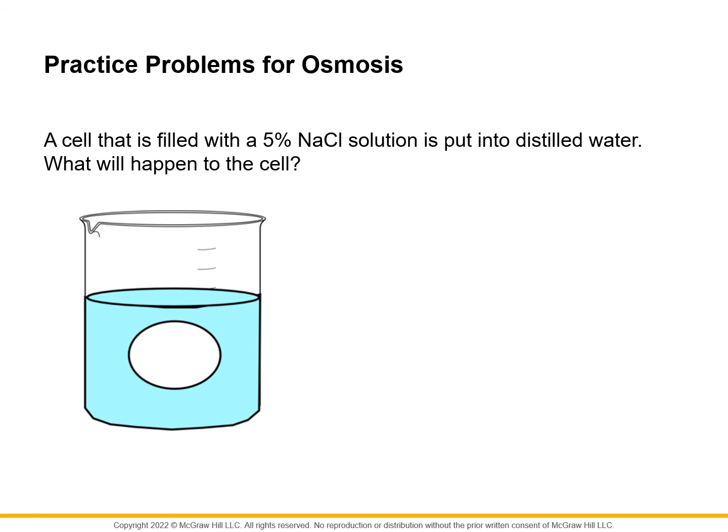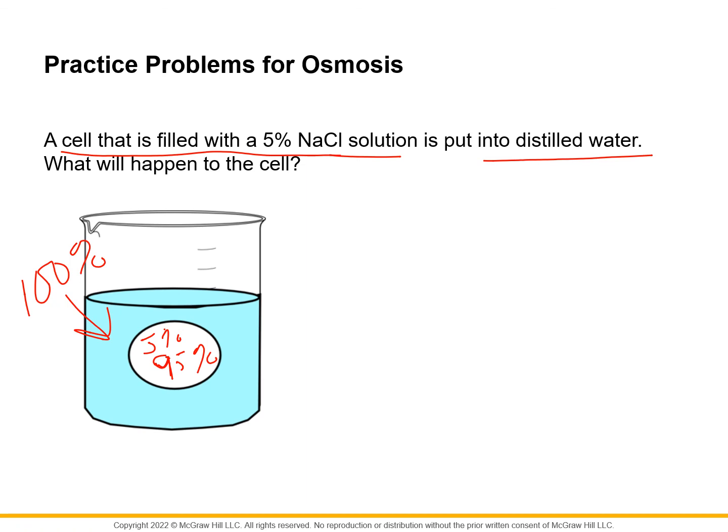All right, so this is how you could go about solving this. So what information do you have? You have a cell that is filled with 5% sodium chloride solution. So this is your cell, the white cell in the blue beaker. So this has 5% sodium chloride, which means it must be 95% water. So that's what you know. And then you know the environment, it is put into distilled water. And distilled water is basically thought of as 100% water.